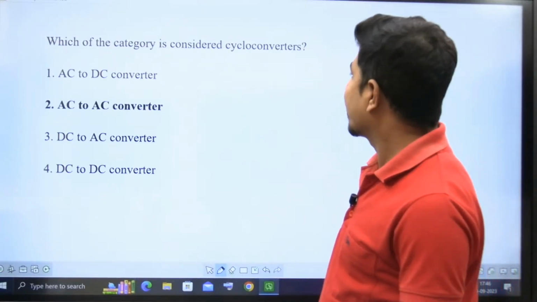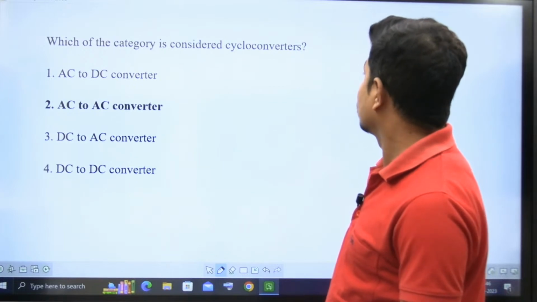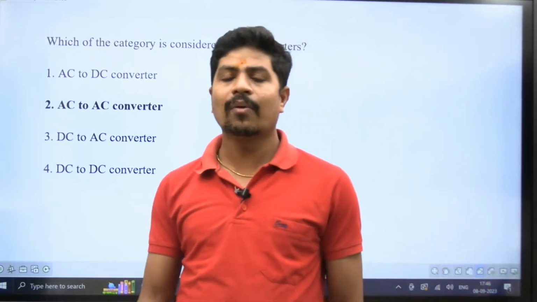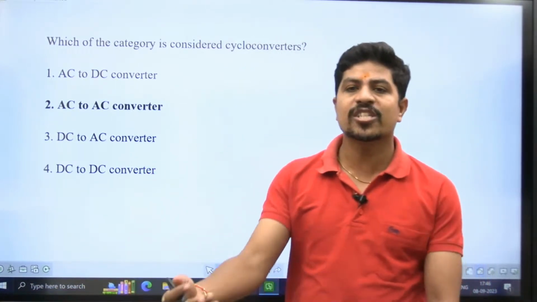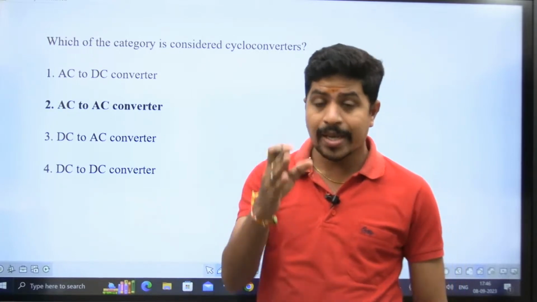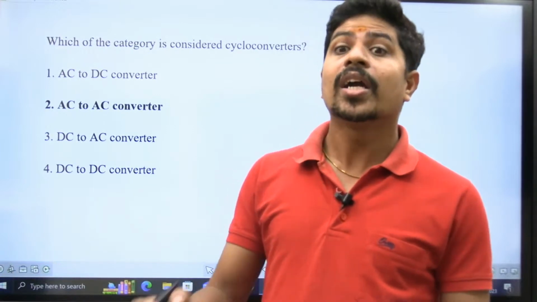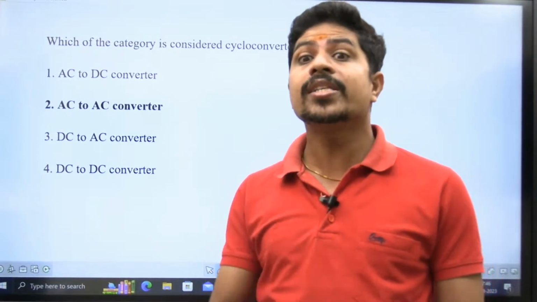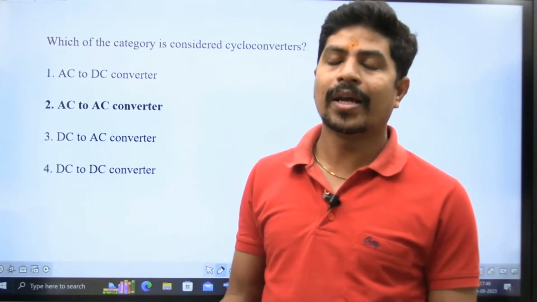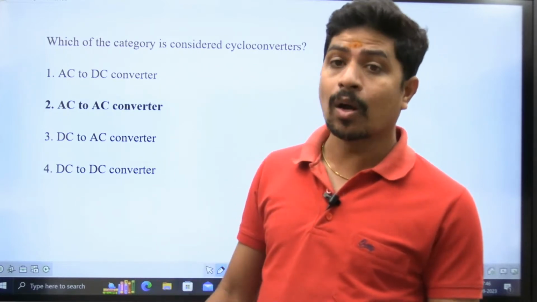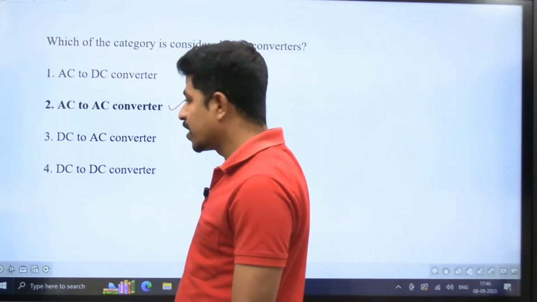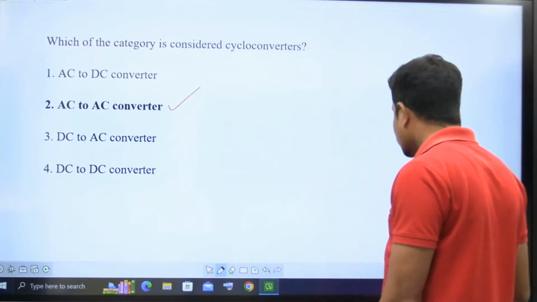Which of the category is considered cycloconverters? Cycloconverters are AC to AC only. Frequency changes are cycloconverters. AC to DC are rectifiers, phase control rectifiers. DC to AC is inverter. DC to DC is a chopper, right? And AC to AC is cycloconverters. The purpose is to change the frequency. Option 2. Let's go to the next question.